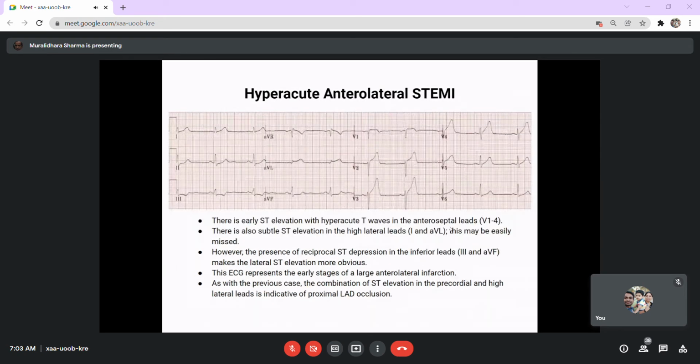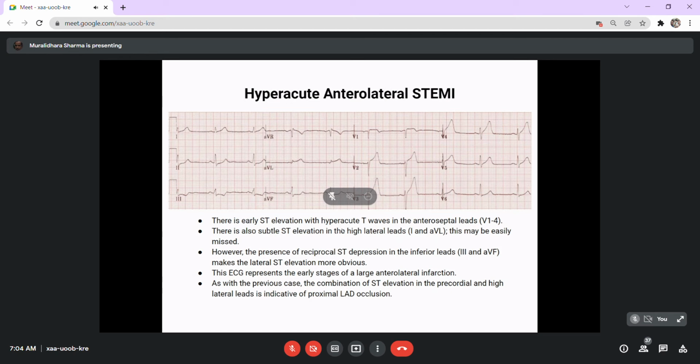And another example; of course, these are all the same issue. The only difference is a slight variation in the presentation. In the hyperacute anterolateral STEMI, it is hyperacute in the sense that the course is quite short. Of course, this is not reflected by the ECG; that's about the clinical presentation, where within a short duration the changes occur. There is ST elevation and hyperacute T waves mainly in the anteroseptal leads, V1 to V4, and the high lateral leads like lead 1 and AVL.